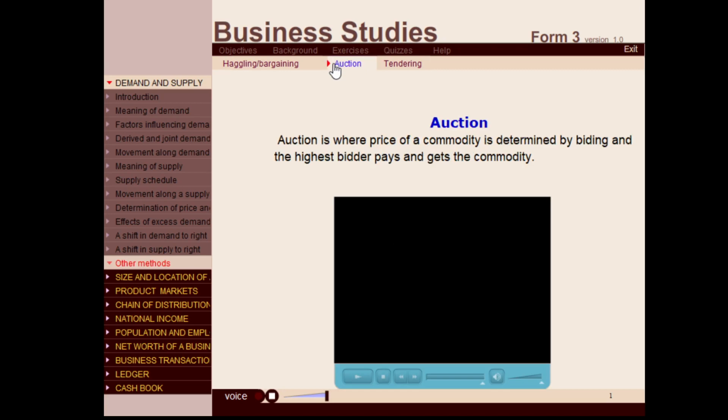Auction is where price of a commodity is determined by bidding and the highest bidder pays and gets the commodity.